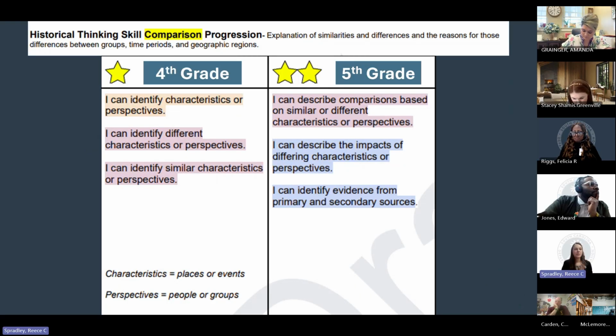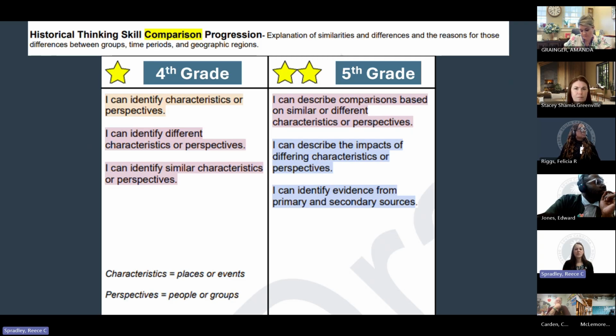So this is from our historical thinking skills progression document on the social studies instructional resources page. Felicia is going to send a link to a handout here in just a minute so that you can have some additional information that we're not going to delve into too deeply today. There are some things that we're going to discuss. There's just some additional information in that handout if you want to make a copy.